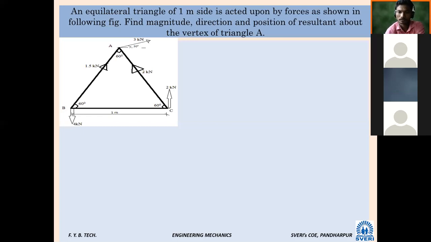An equilateral triangle of 1 meter side is acted upon by forces as shown in the following figure. Find magnitude, direction and position of resultant about the vertex of triangle A. Very good. So same problem, equilateral triangle is given and we are supposed to find the magnitude, direction and position of the resultant about the vertex A.